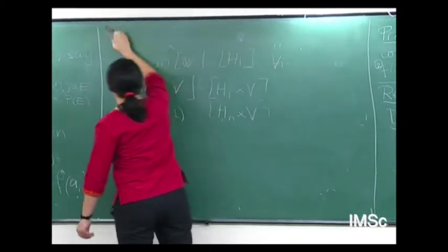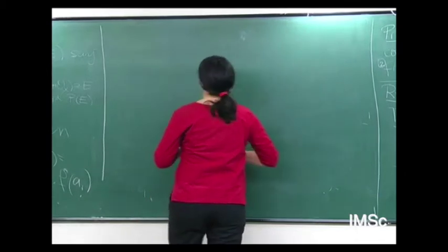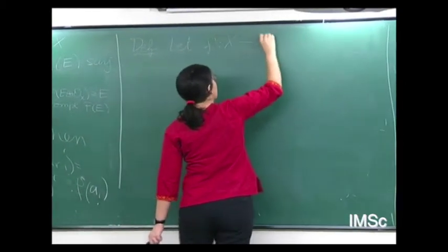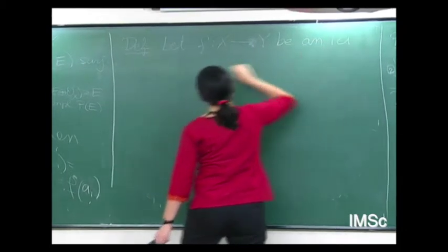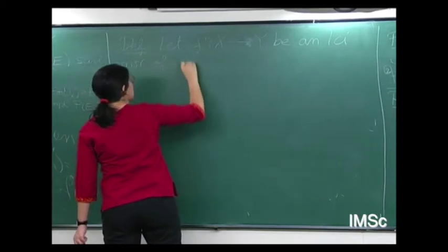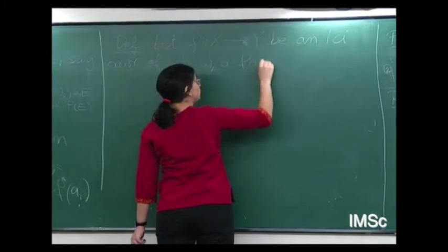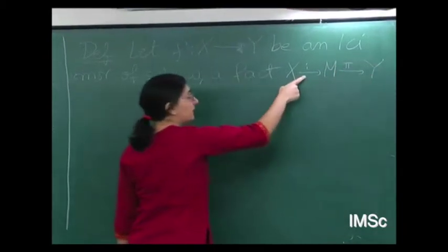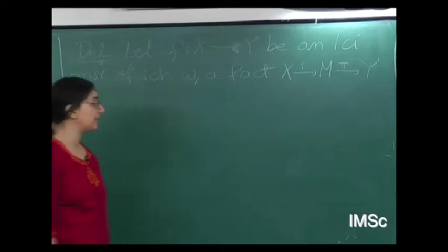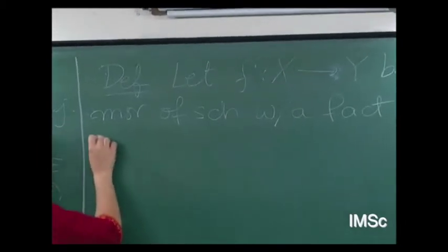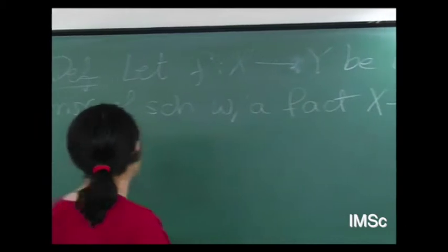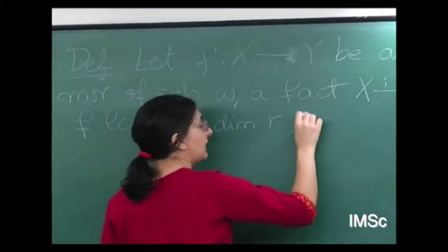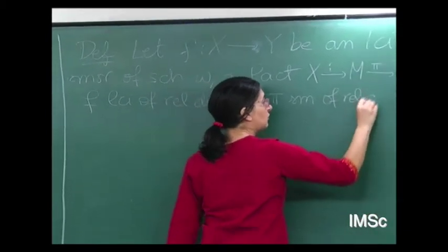Okay, so now we are ready for our definition. Definition: let f from X to Y be an LCI morphism of schemes with an explicit factorization X, i into M, pi into Y, where I assume that i is a regular closed embedding and pi is a smooth map. I also assume that f is LCI of relative dimension r, and pi smooth of relative dimension s.